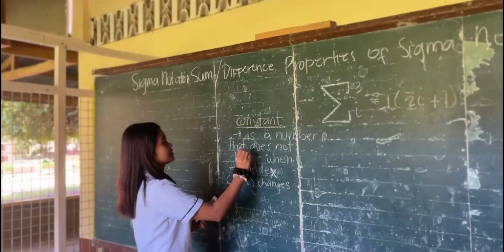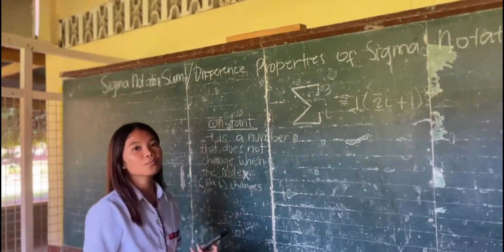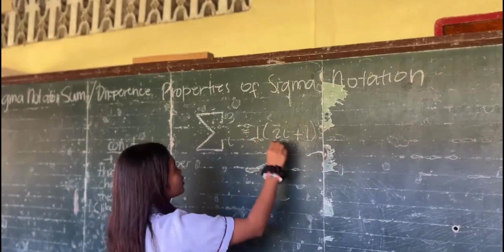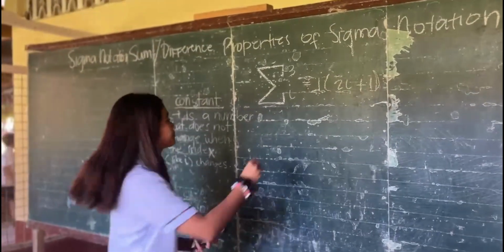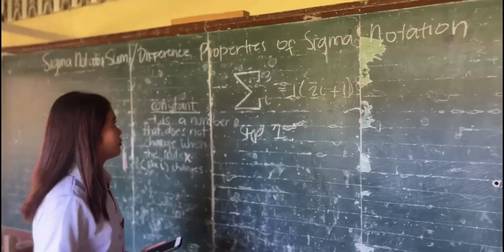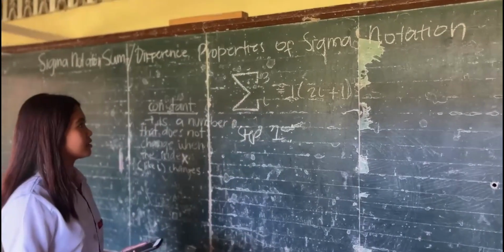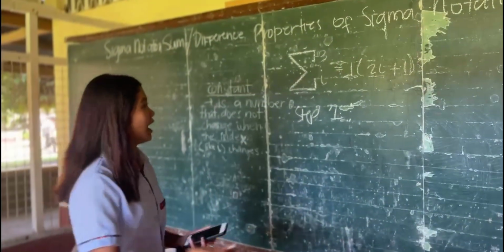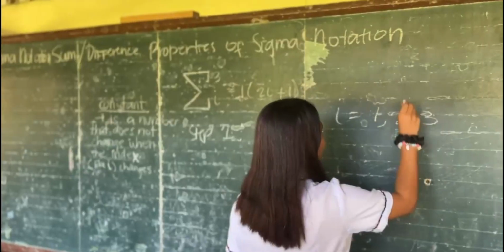A constant is a number that does not change when the index, like i, changes. So we have an example: the summation of 2i plus 1 for i equals 1 to 3. So first, step 1. Sigma notation here means I add all values when i is equal to 1, 2, and 3.